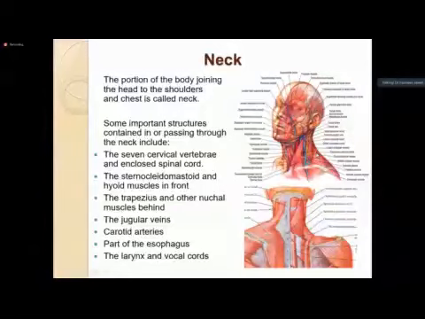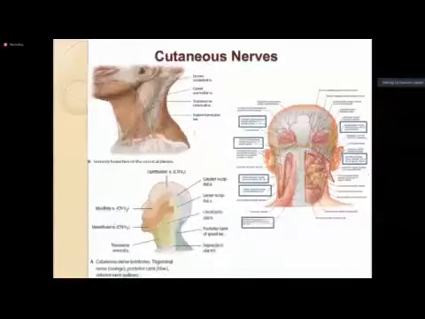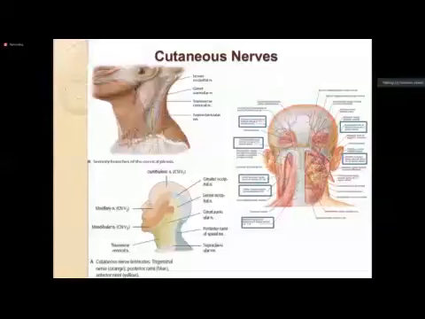We have the trapezius muscle, which is the shoulder muscle, and other nuchal muscles behind. We have jugular veins, carotid arteries, part of the esophagus, the larynx, and the vocal cords. So these are the structures that make up the region of the neck. Now, what is important is the cutaneous innervation of the neck.